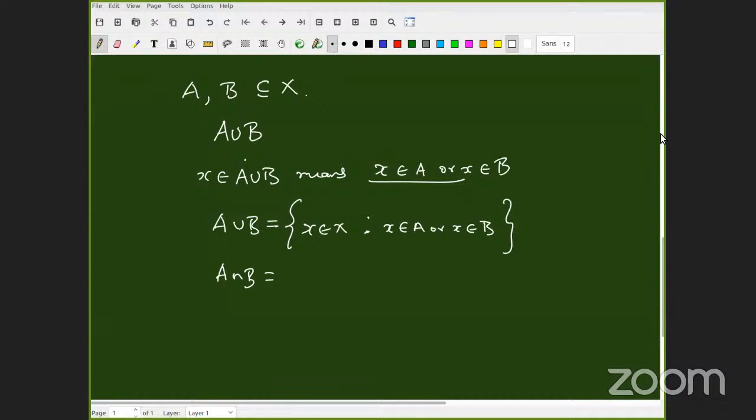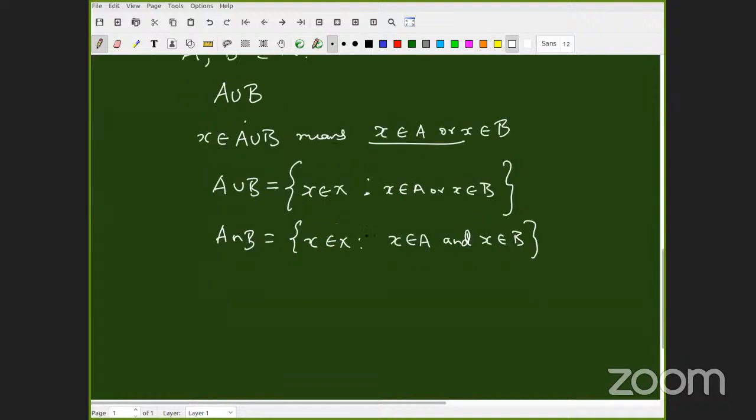Uday Chandrika, Sanisha. Yeah, let's pick someone from R8. Latifa. So the set of X belongs to X such that X belongs to A and X belongs to B. Very good.